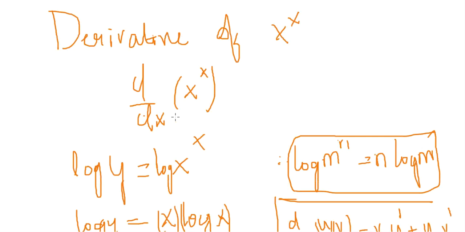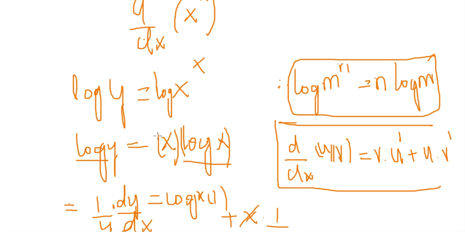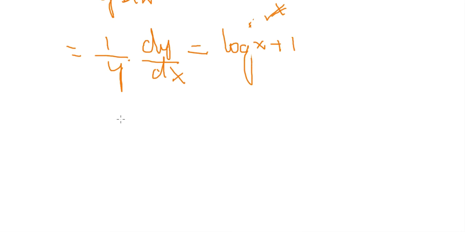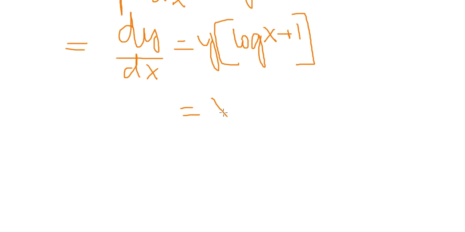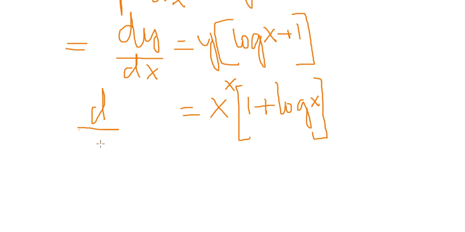So here I assumed that y equals x power x, right? So I'll bring the y here. So I write dy by dx equals y times, I put the parentheses here, log x plus 1. So if I replace y by x power x, I get x power x times (1 plus log x). So this would be the answer for d by dx of x power x.